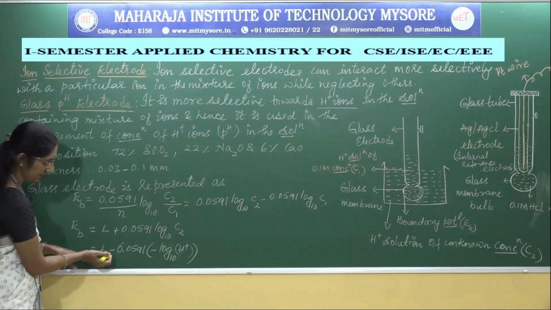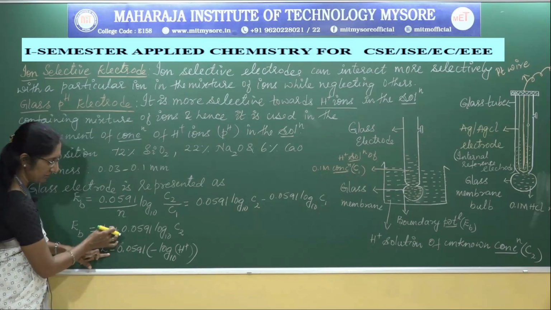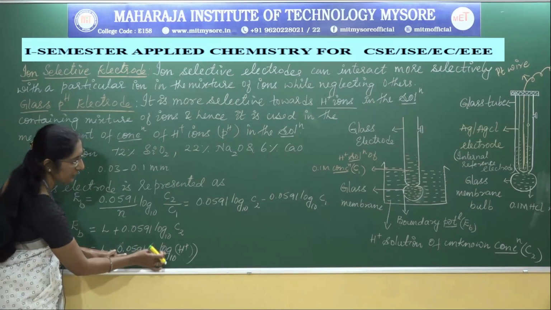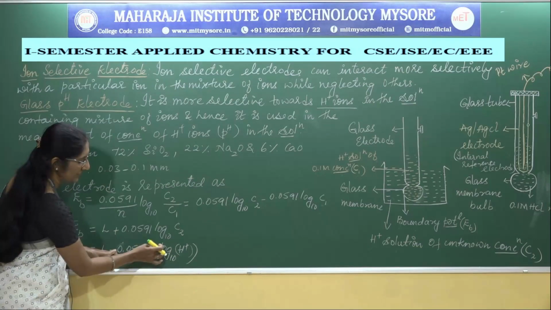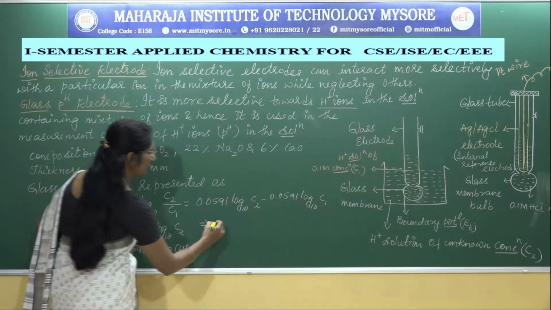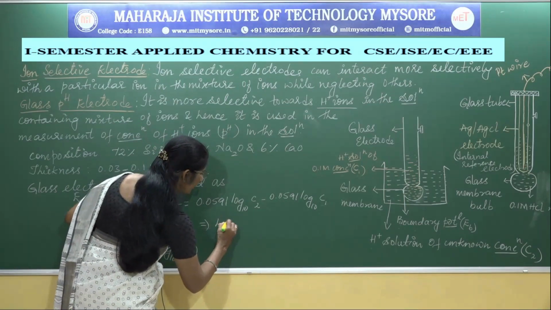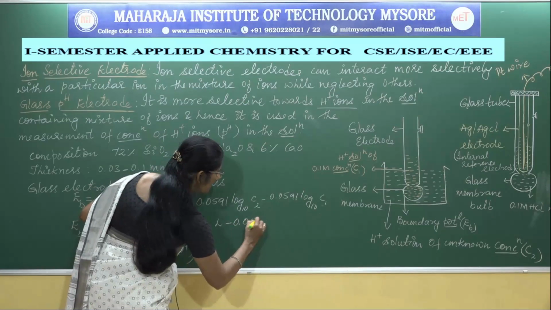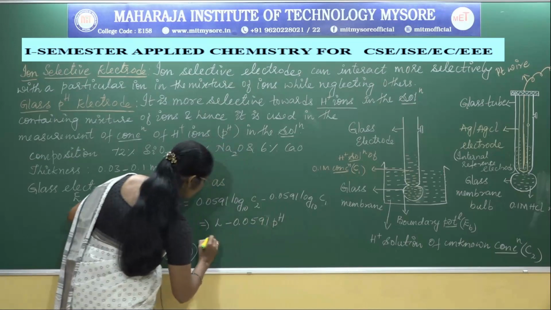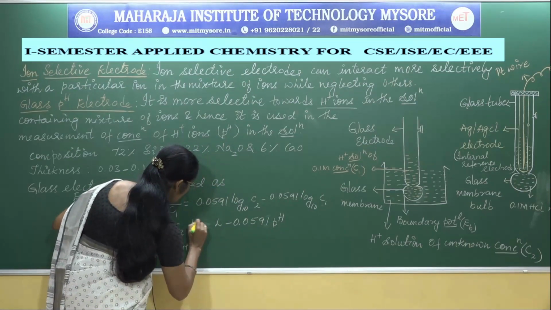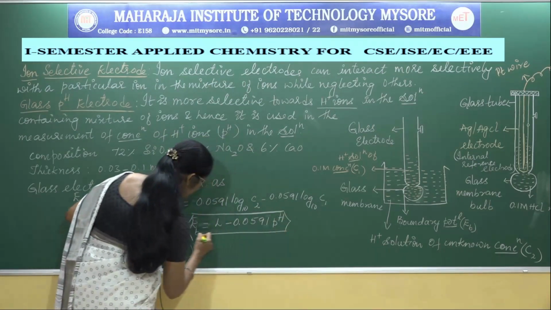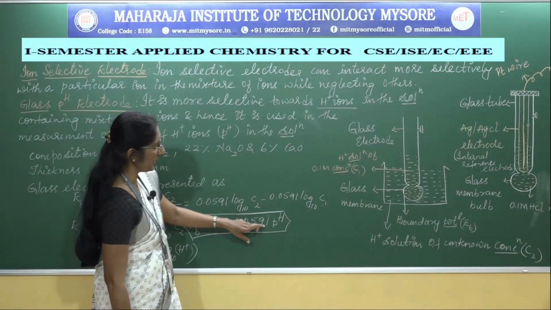Observe that I am altering this equation. So minus into minus becomes plus only. So therefore L minus 0.0591 minus of log base 10 of H plus ion. Minus log base 10 of H plus ion is nothing but the pH of the solution. So this equation changes to L minus 0.0591 pH. So this is the expression for boundary potential. What is the boundary potential expression? EB is equal to L minus 0.0591 pH.